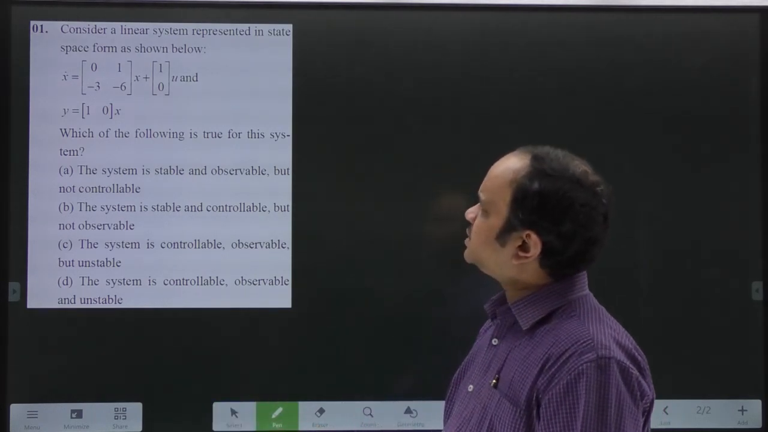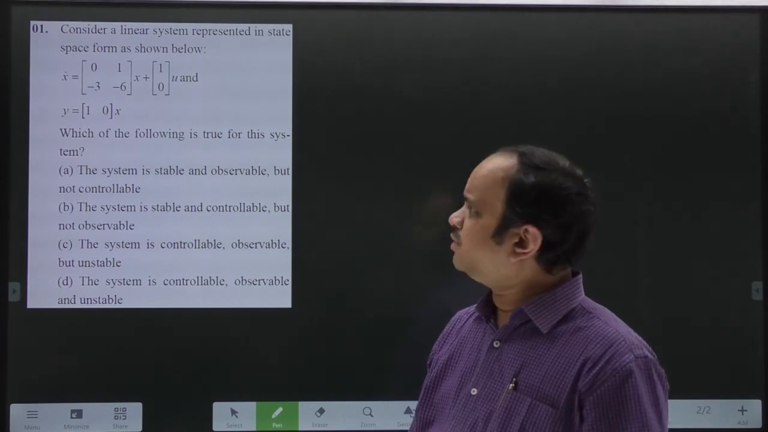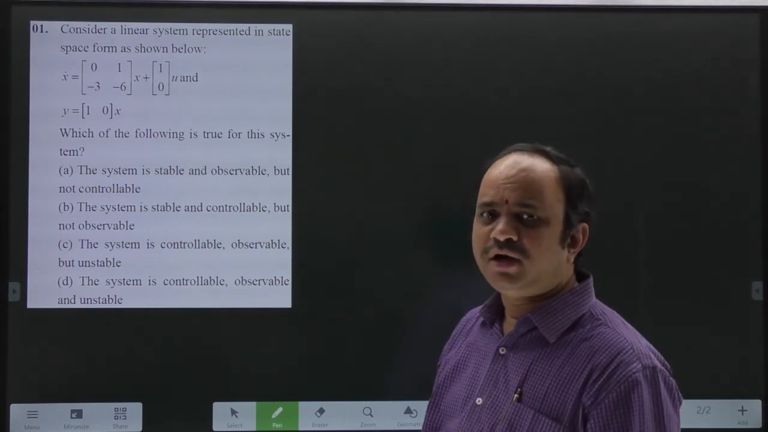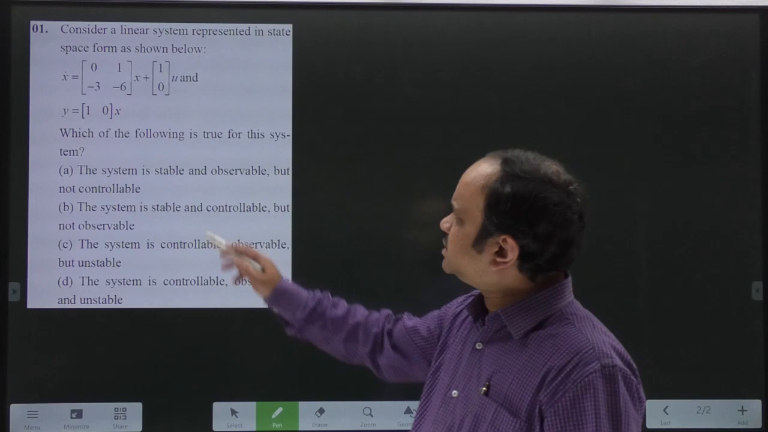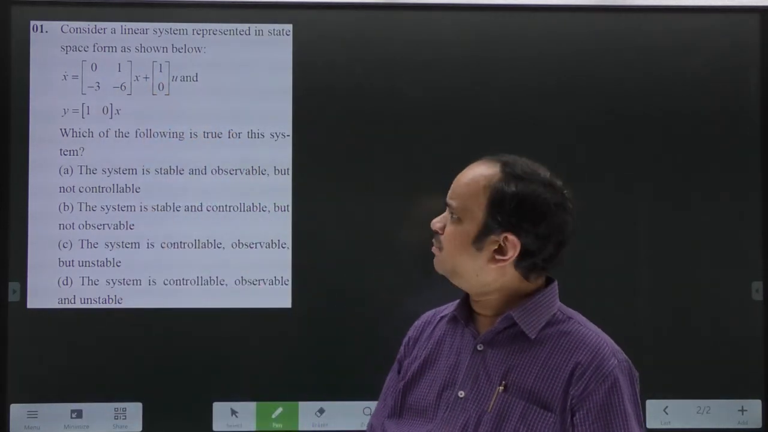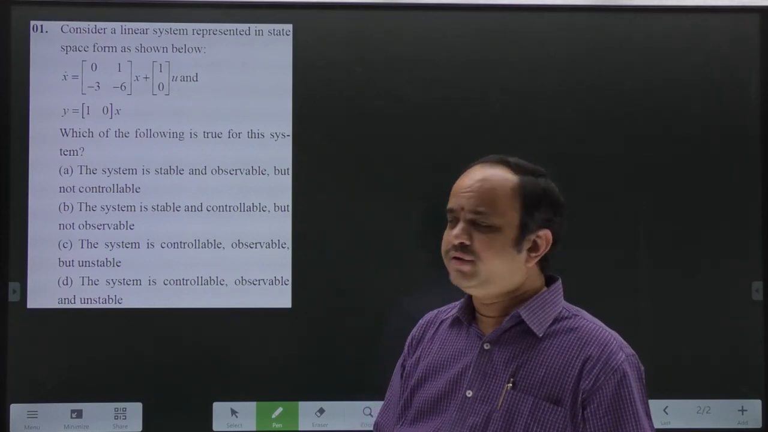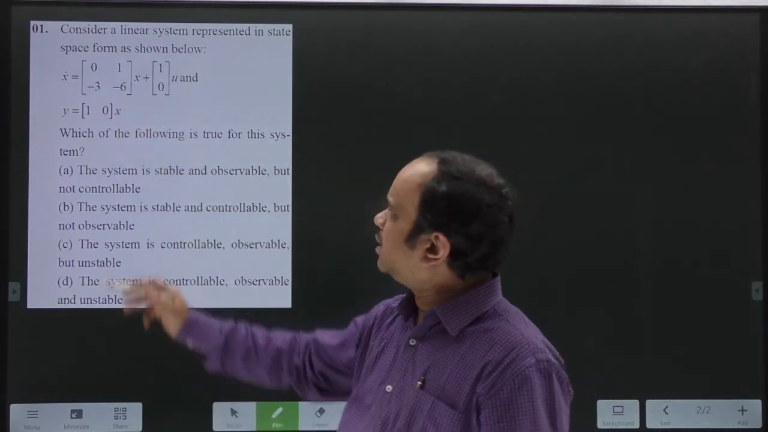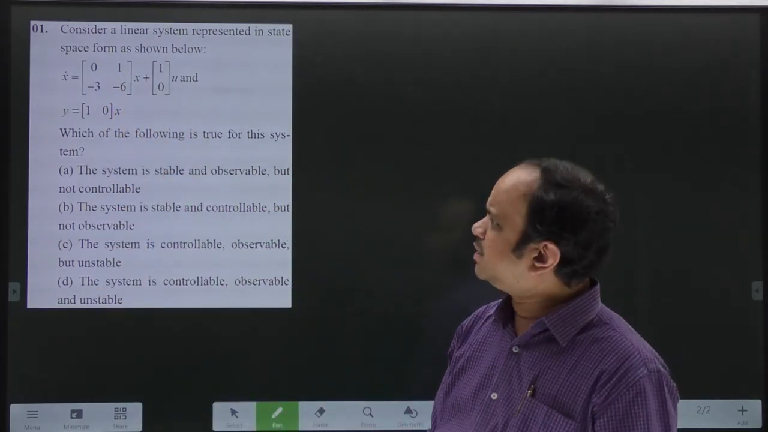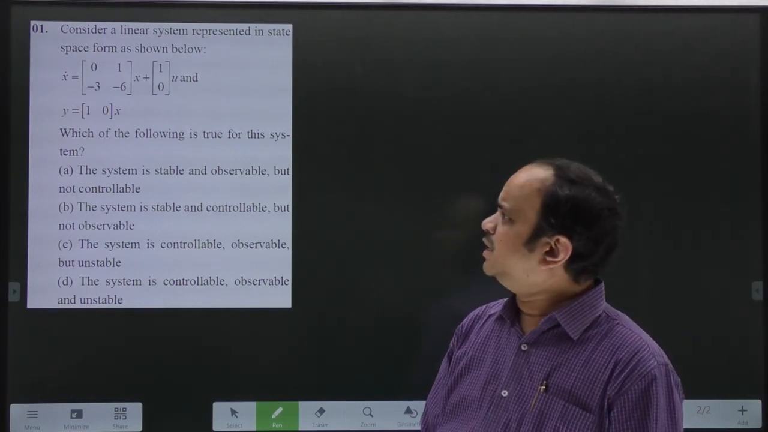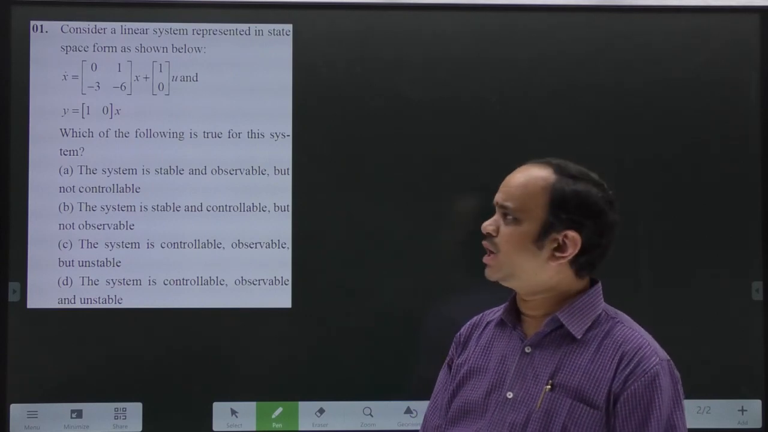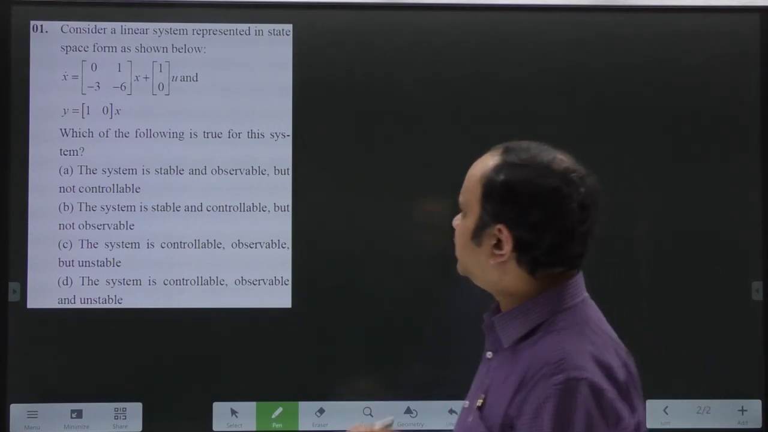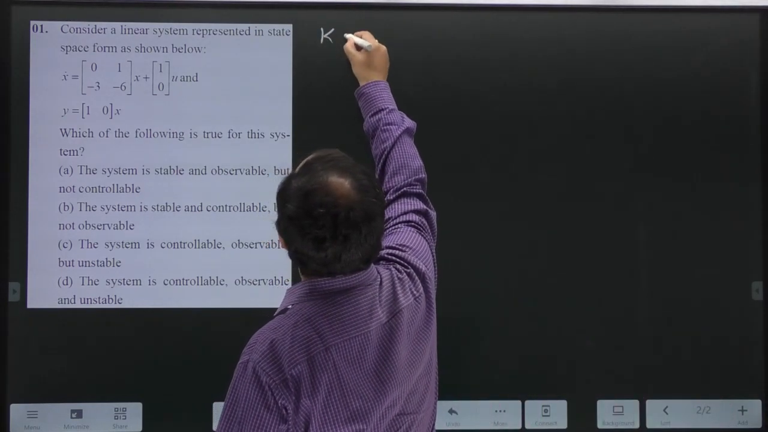Now here first observation is whether we can apply the Gilbert's test or not. In order to apply the Gilbert's test, the given system must be in parallel form, but it is not in the parallel form. How to identify whether a system is given in parallel form or not? You have to see the diagonal elements first and non-diagonal elements must be 0. But here non-diagonal elements are non-zeros, then the given system is not in the parallel form, so you cannot apply Gilbert's test. Therefore, observability and controllability can be calculated by using Kalman's test.